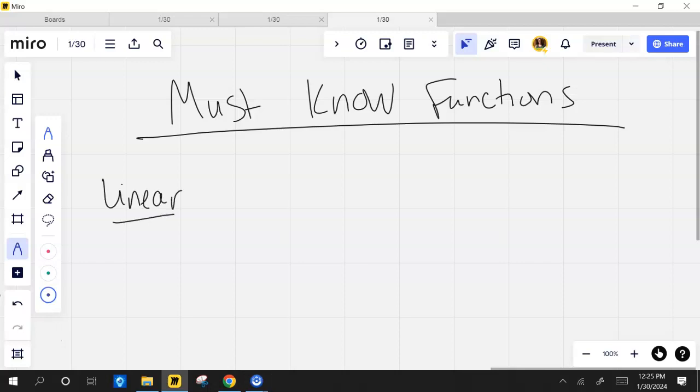Remember, parent functions are before any transformation has happened to them. And transformations we will talk about tomorrow. That's where we start sliding left, right, up, down, stretching, shrinking, flipping, all that good stuff that helps us to easily graph a function. Ready? Who knows what parent function linear looks like? F of x equals what? F of x equals x. The graph is already there for you.